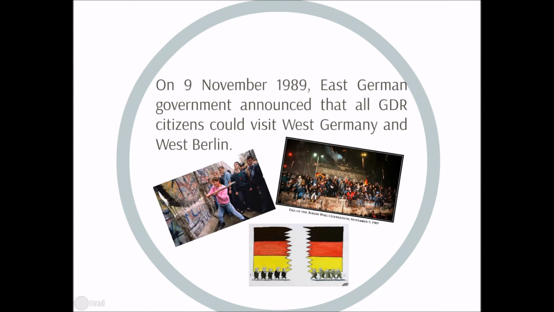And then to continue, we can say that on November 9th of the year 1989, the East German government announced that all the GDR citizens could visit West Germany and West Berlin. So the wall stood for almost 30 years, and the demolition officially started on June 13 of the year 1990, and it was fully completed in 1992. So it reunited the German Democratic Republic with the Federal Republic of Germany, and it is officially celebrated on October 3rd, which is referred to as the German Unity Day.